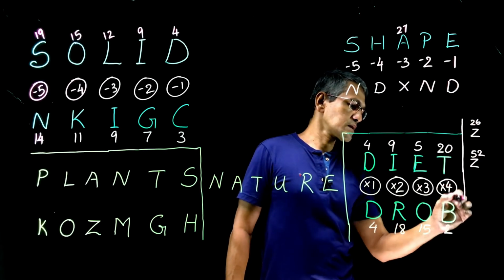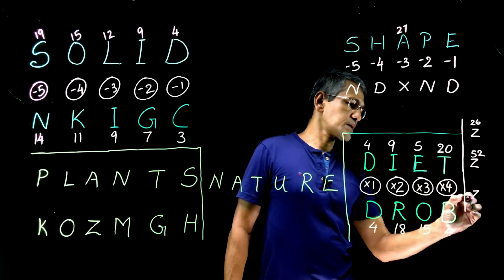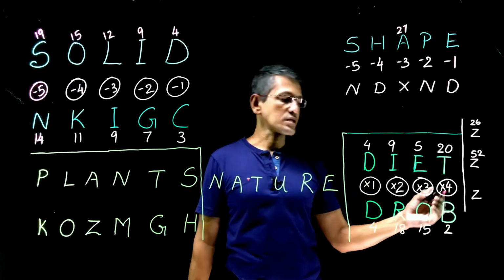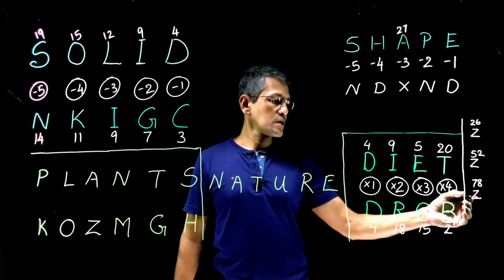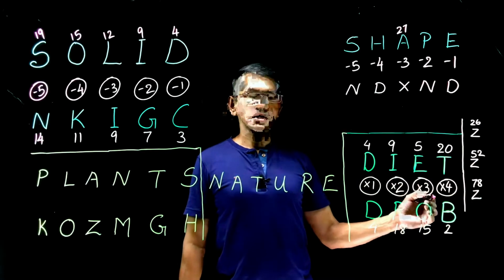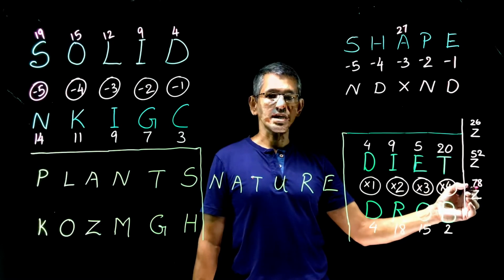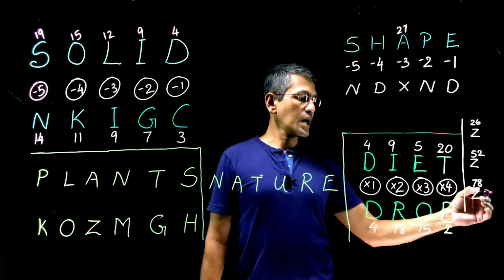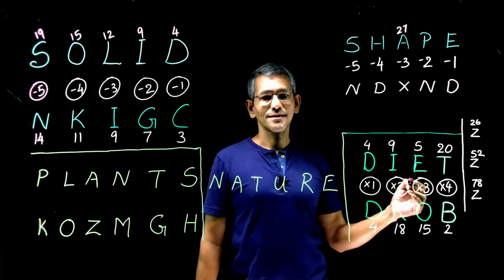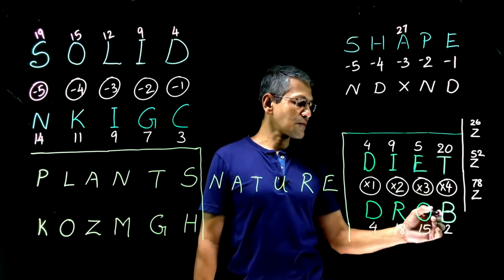And next Z, after 52, 52 plus 26, that's 78. So the nearest value of Z to 80, what we have is 78 is a Z. So then after 78, next letter would be A and the next letter would be B. So 80th letter is B. That is perfectly all right.